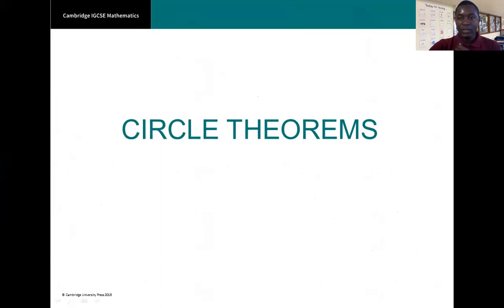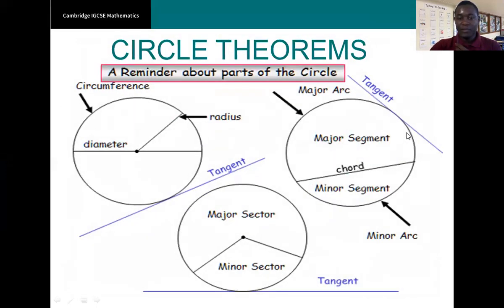Okay, we're looking at circle theorems. Now the first thing we want to look at is the various parts of a circle, which I believe we should be acquainted with. The radius, we have the diameter, we have a line that is drawn to intersect the circle at a point. That line is called a tangent.